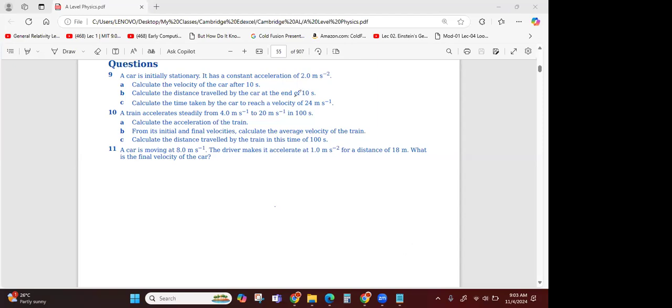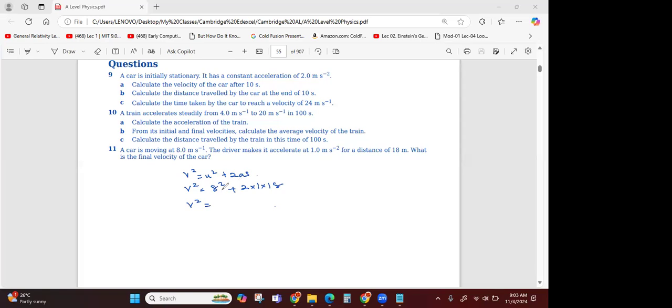Okay. A car is moving at 8 meters per second. The driver makes it accelerate 1 meter per second squared for a distance of 18 meters. What is the final velocity? So here we can use v squared equals u squared plus 2as. So v squared equals u, moving at 8 meters per second, squared, plus 2 into acceleration 1 into distance 18.